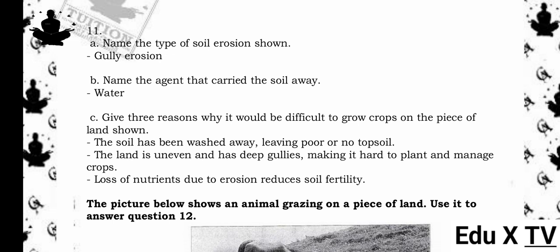The soil has been washed away, leaving poor or no topsoil. The land is uneven and has deep gullies, making it hard to plant and manage crops. Loss of nutrients due to erosion reduces soil fertility.